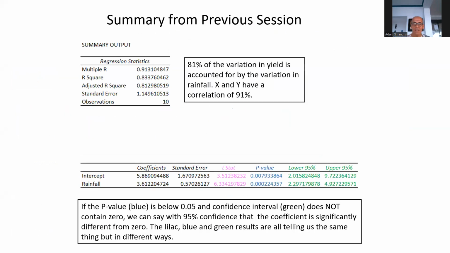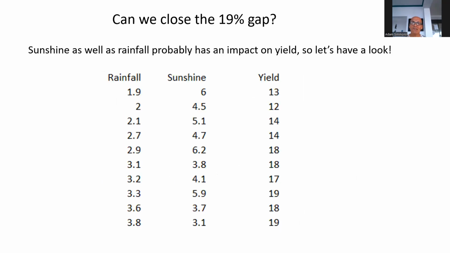So this is where we left off last week. We had this simple regression of yield against rainfall, and 81% of the variation in yield was accounted for by the variation in rainfall. Pretty good result. We had coefficients which were both significant, so that's pretty good. But then the question arises, can we do better? Can we actually close the gap of 19%?